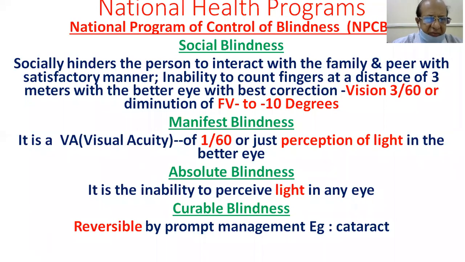Curable blindness. Reversible by prompt management. Example is cataract. So if the surgery is done properly, the cataract will be operated and the vision comes back to normal, reversible to normal.